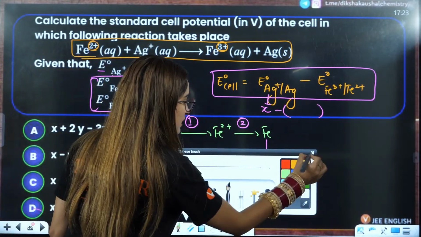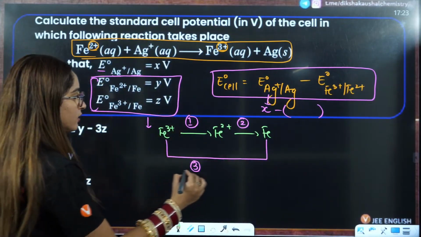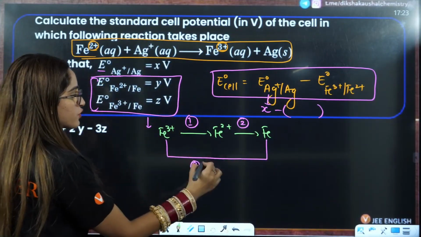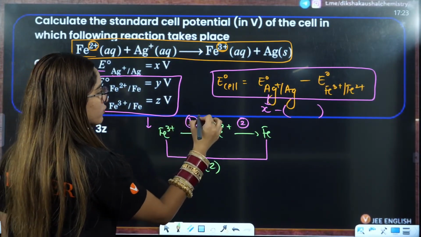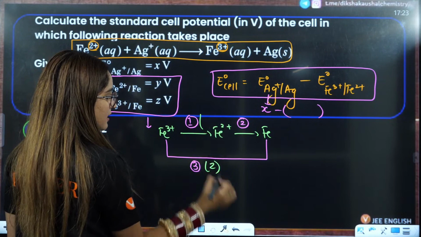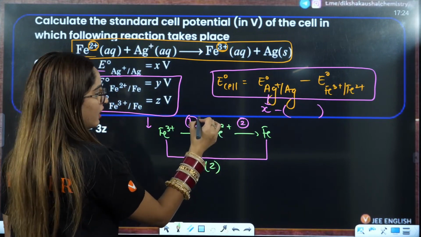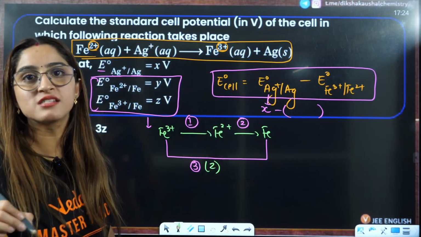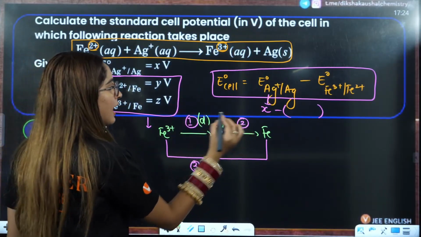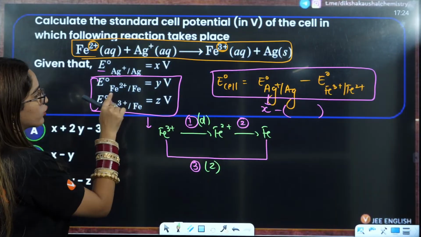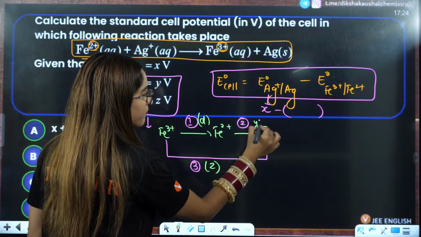This E naught is given to be Z, from Fe3+ to Fe. This one I have to find; I'll take it as D because my name is Diksha. And for 2, from Fe2+ to Fe, it is given to be Y.